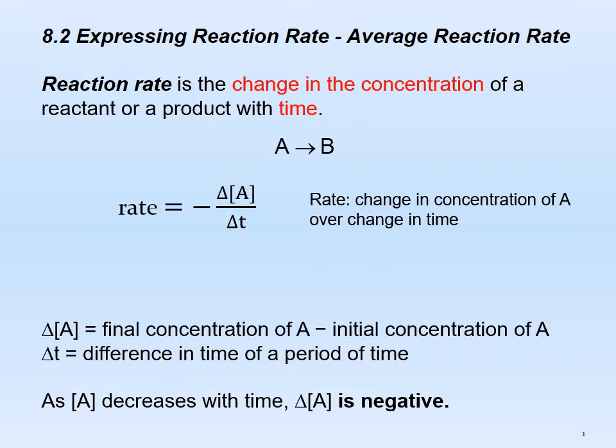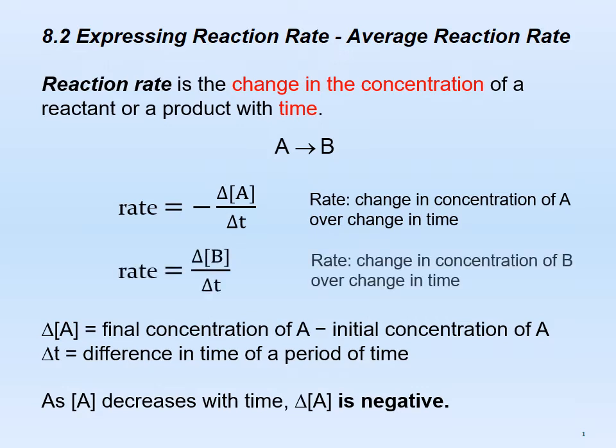negative. However, rate is necessarily a positive value. To ensure that rate is positive, a negative sign is added before the fraction delta concentration of A over delta T, since a negative fraction multiplied by negative gives a positive number.